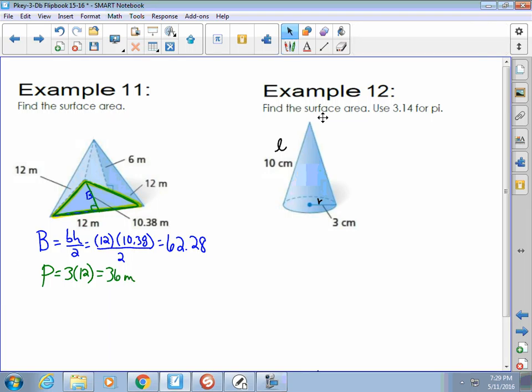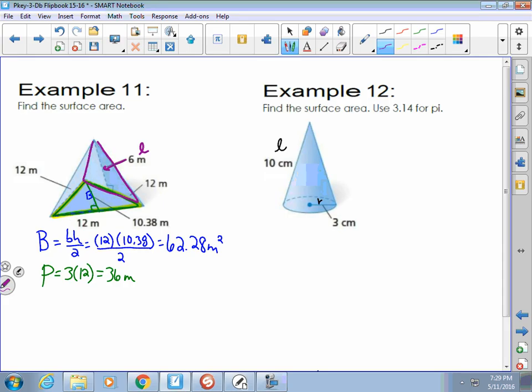I forgot my units on my base. This was meters squared. And then the next thing I need to do is identify our slant height. Okay? Remember, that's the height of one face, and it's the height of the triangle, which is our lateral face. I'm hoping you see that this 6 is pointing to the slant height right here. That dotted line is the height of this triangle.